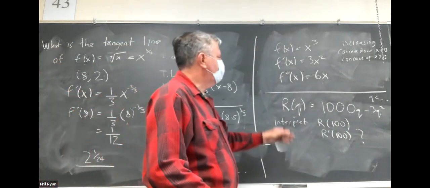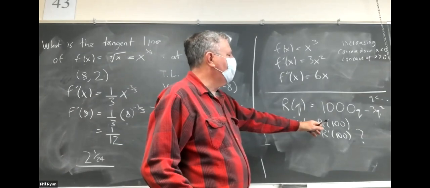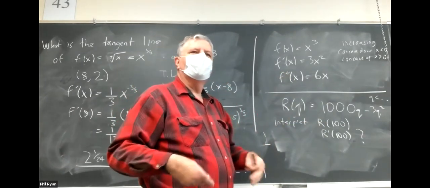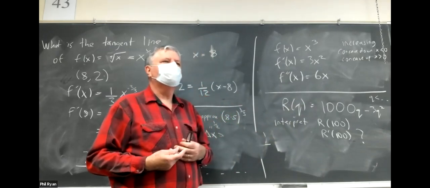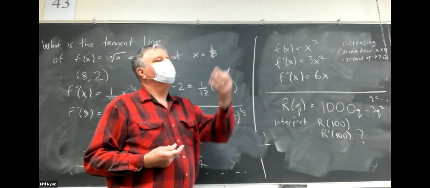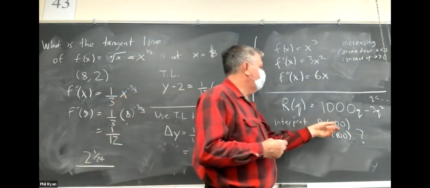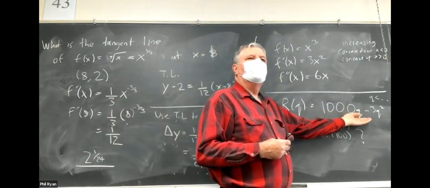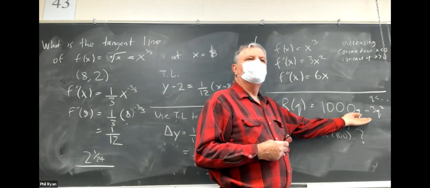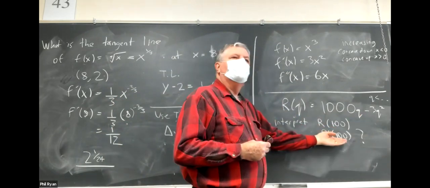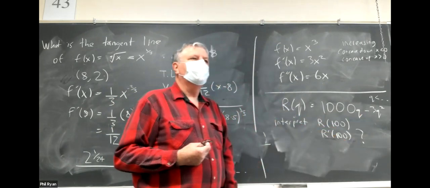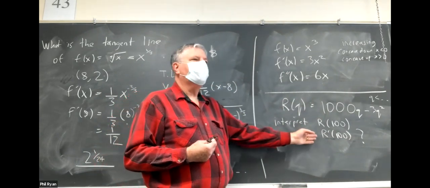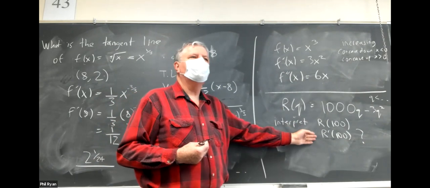Okay, so this is a revenue curve. So what is R of 100? It's going to be a number. What does that number mean? The revenue on 100. That number is going to be how much money we get from selling 100 items, 100 units. What's R prime of 100 going to be? What is it in terms of economics? What's the derivative of revenue called?